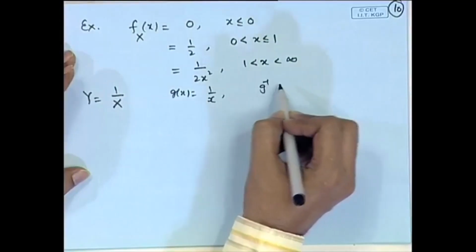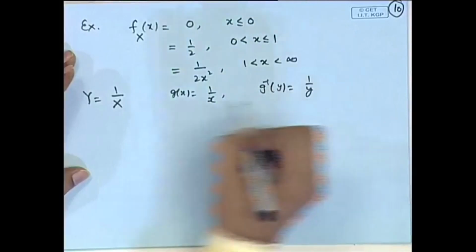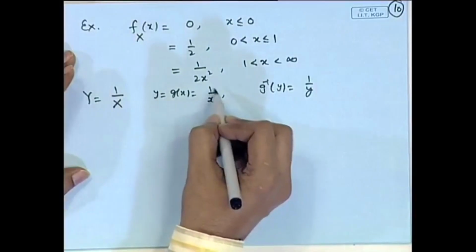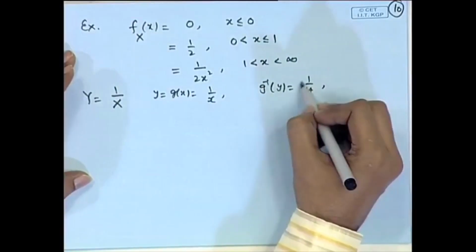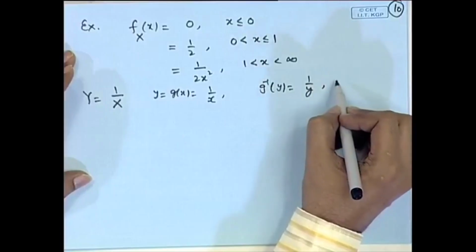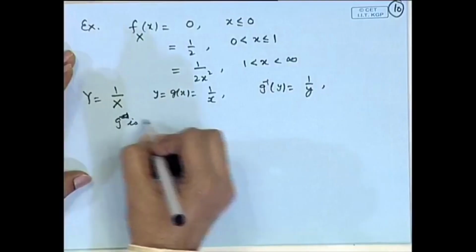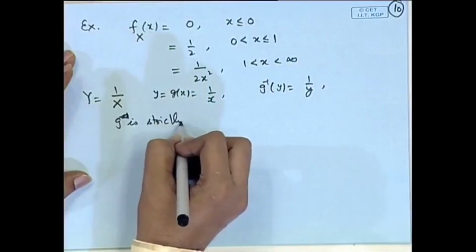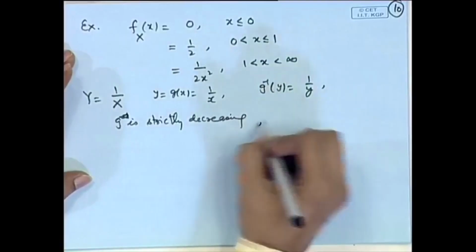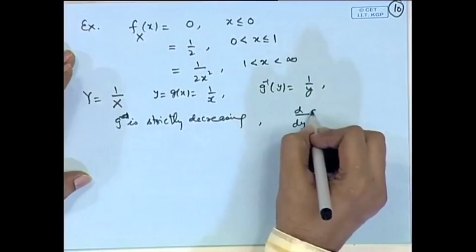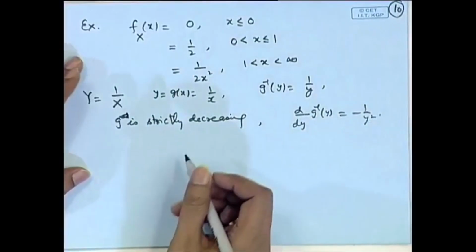So, the g inverse function is also the same. If I write this as y, so y is equal to 1 by x, so x will be equal to 1 by y. If I look at this, this is a strictly decreasing function, g is strictly decreasing, and g inverse is also strictly decreasing. So, d by dy of g inverse y is equal to minus 1 by y square.